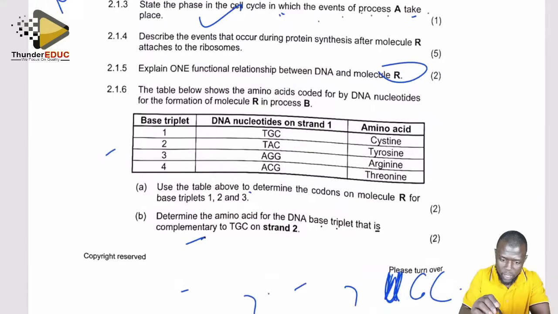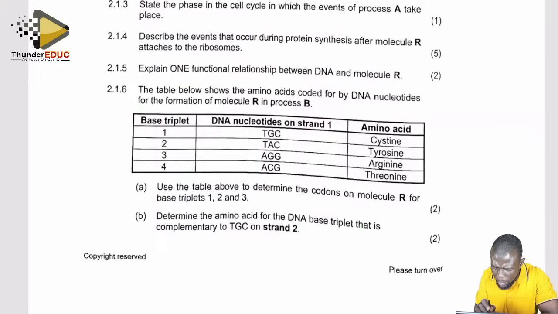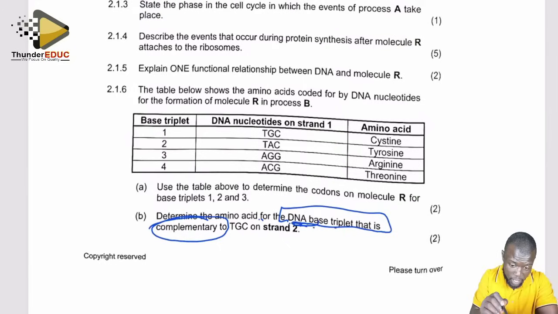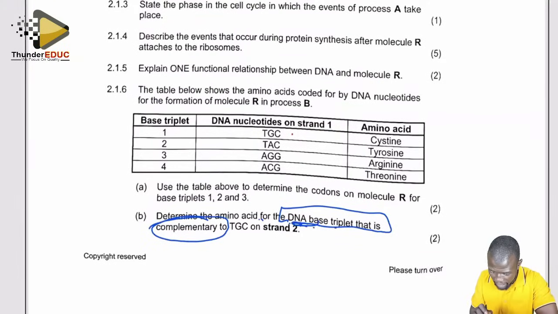Let me first clear it up so that I don't make a small mistake. They're saying determine the amino acid for the DNA base triplet that is complementary. You see, guys, make sure that you're always keen. They're saying complementary.